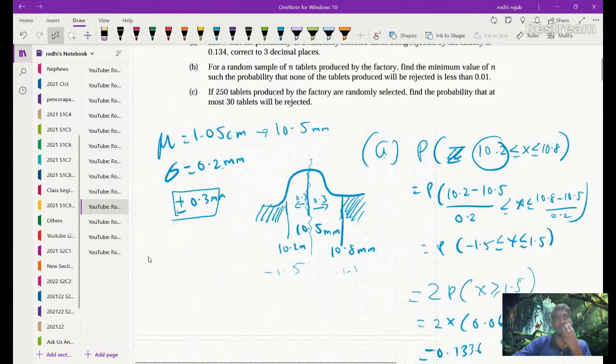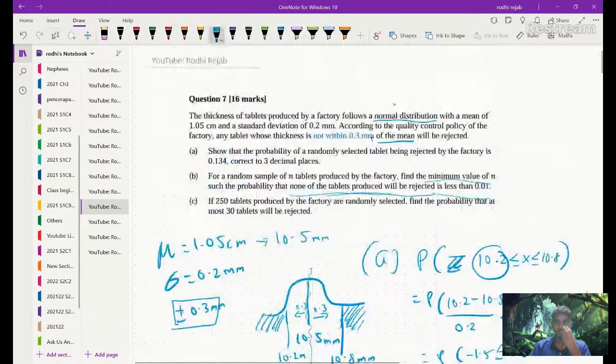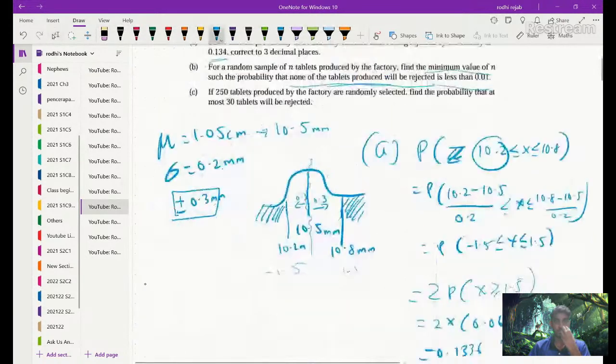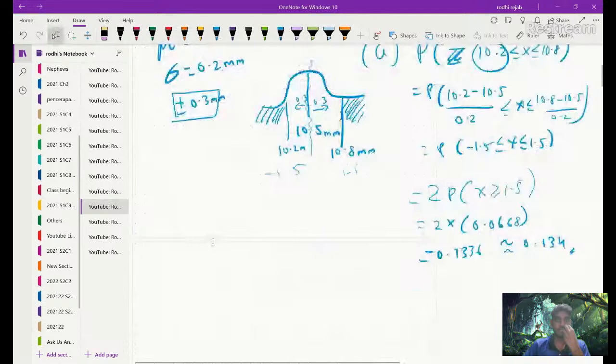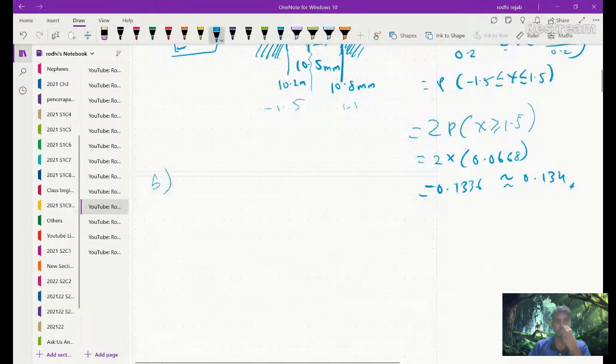So the next question: for a random sample of n tablets produced by the factory, find the minimum value of n such that the probability that none of the tablets produced will be rejected is less than 0.1. So here, none of the tablets produced will be rejected. From the earlier question, we know the probability that a tablet produced will be rejected is 0.134. So for part B, our p is 0.134.